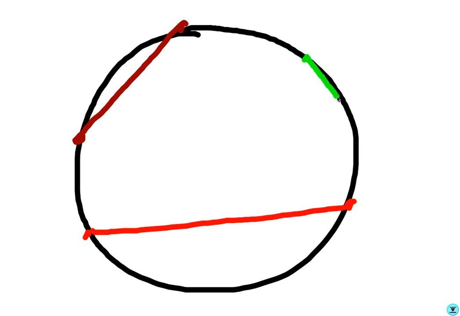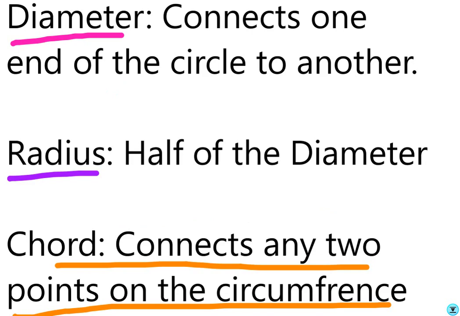That's a chord. So when you look at the worksheet, it's going to be a little confusing at first because you're going to see all these lines. But the reality is, all of these are segments. A segment is just a line that connects 2 points. Okay? So a diameter is a segment, a radius is a segment, a chord is a segment.